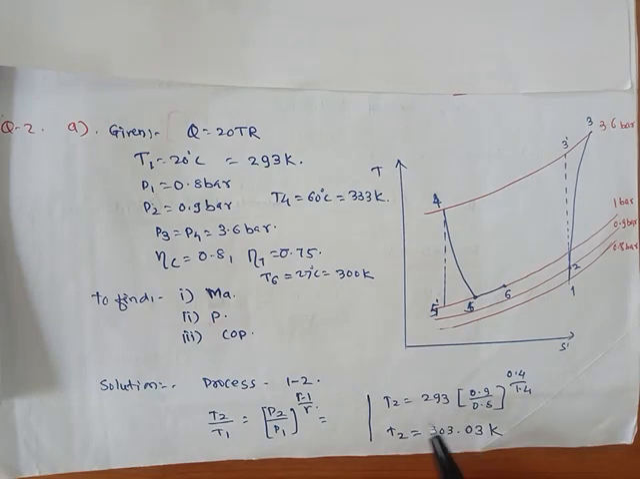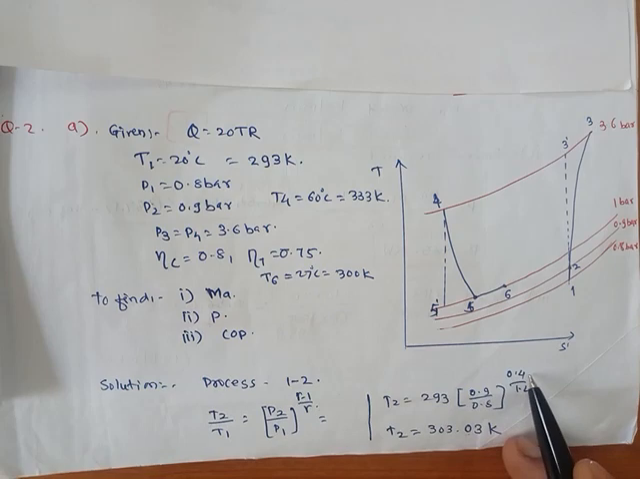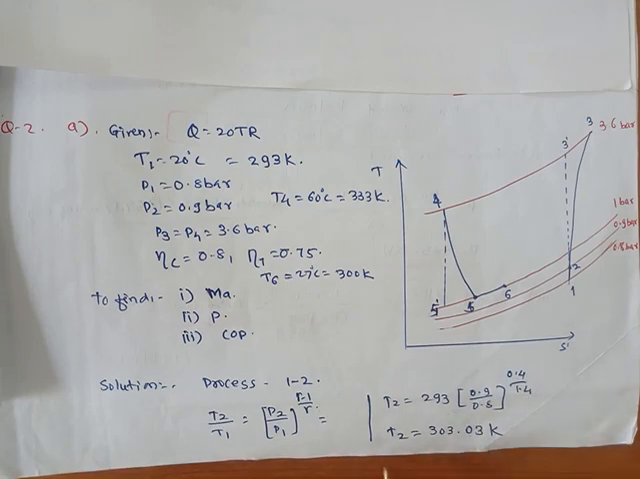After substituting values we are getting the temperature of point number 2. T2 is equal to 293 multiplied by the pressure ratio, 0.9 bar divided by 0.8 bar, raised to 0.4 divided by 1.4. After solving this, we are getting the temperature T2 equal to 303.03 Kelvin.